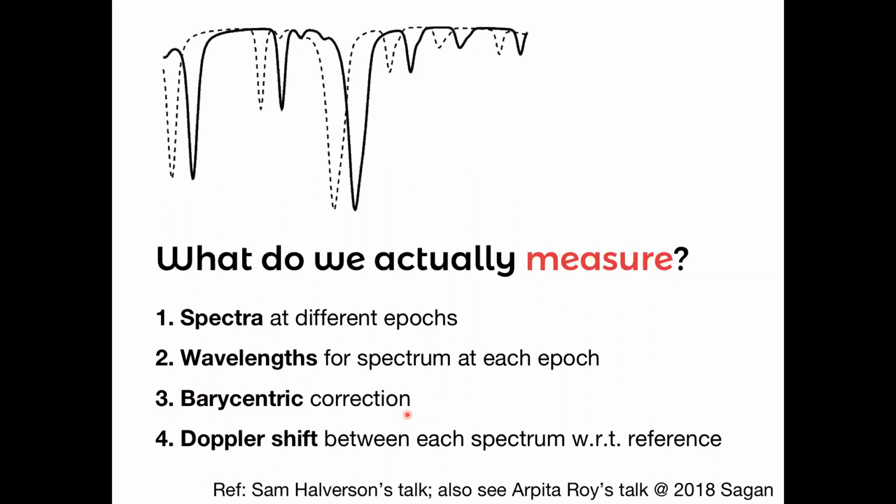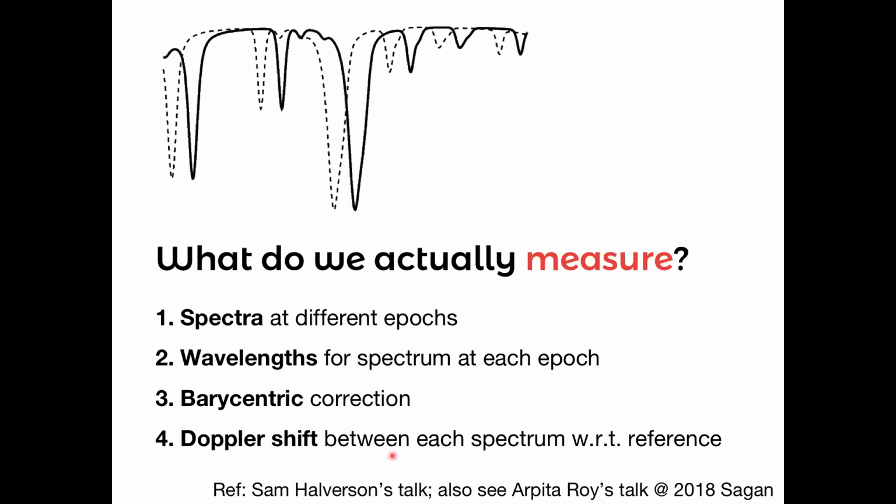That is, we shift the wavelengths of the observed spectra into the solar system's barycentric rest frame so that we're not affected by the Earth's motion. And we're just measuring the relative changes in the radial velocities of the star. And finally, we measure the Doppler shift between each spectrum with respect to some reference spectrum. Now we're measuring the relative change in the stellar radial velocities.